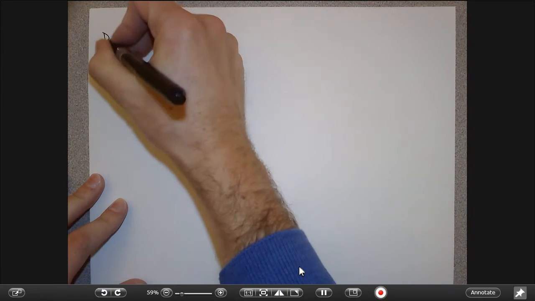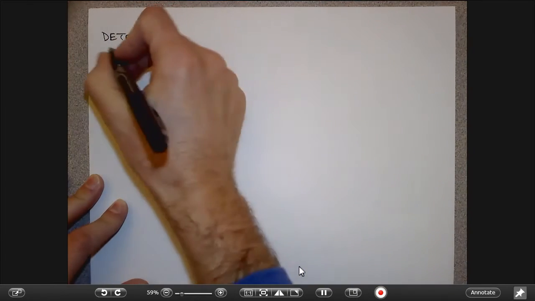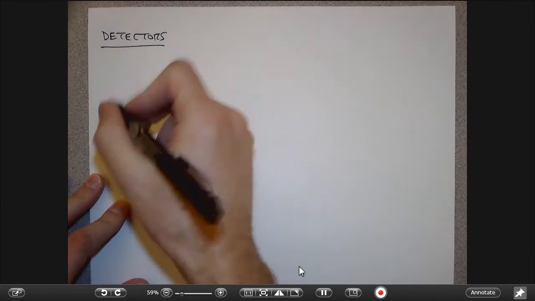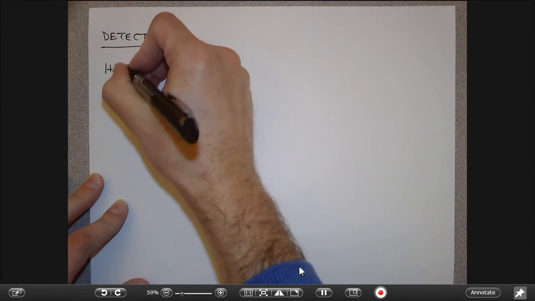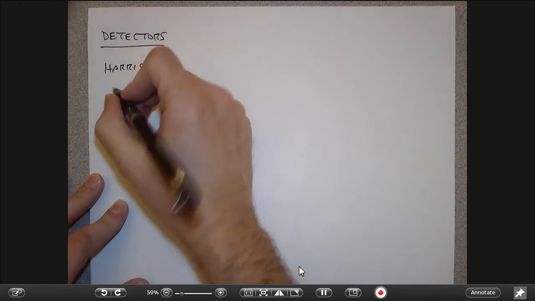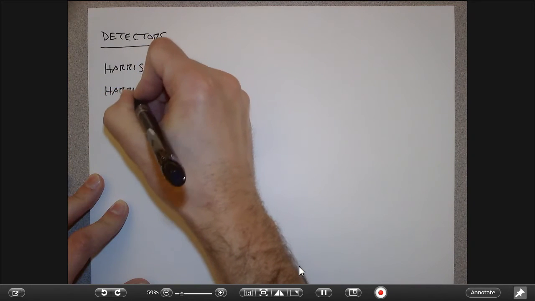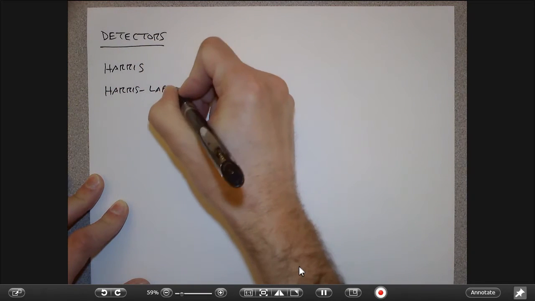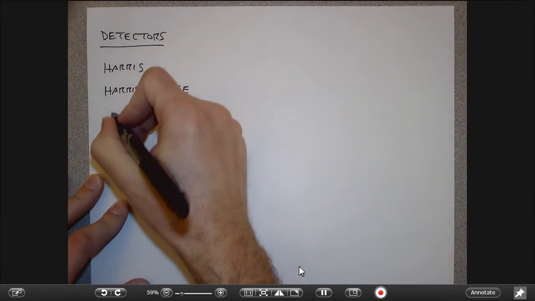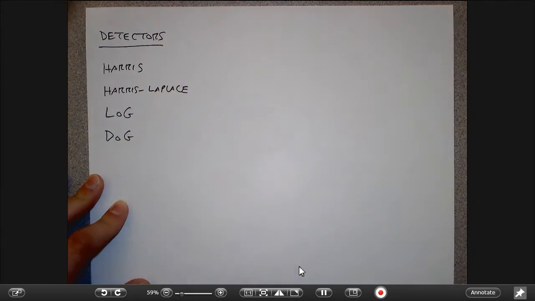So, for example, just to recap, for detectors, Harris was our first thing. Then we talked about, what was the next one? Harris-Laplace, which is kind of like the multi-scale Harris. Then we talked about Laplacian of Gaussian. We talked about difference of Gaussian.